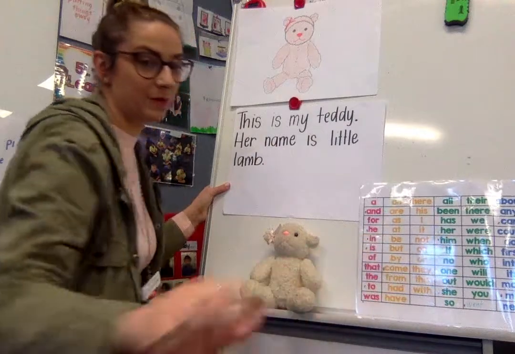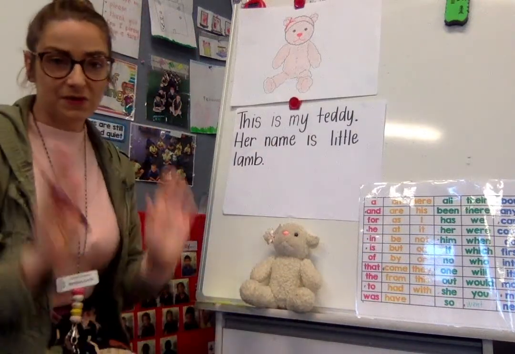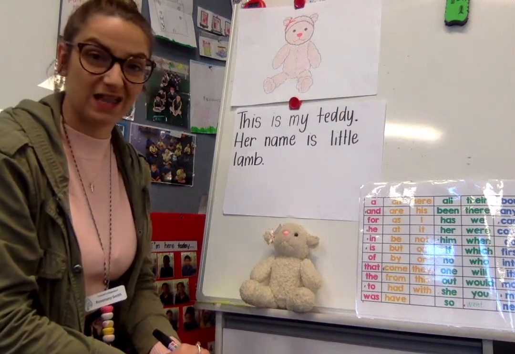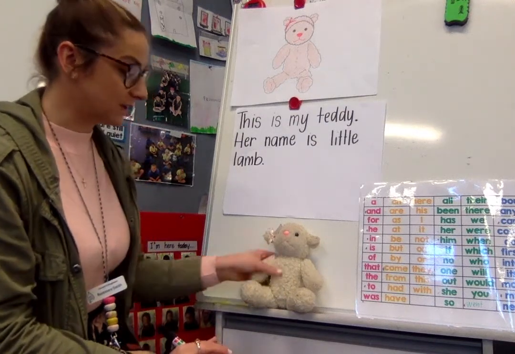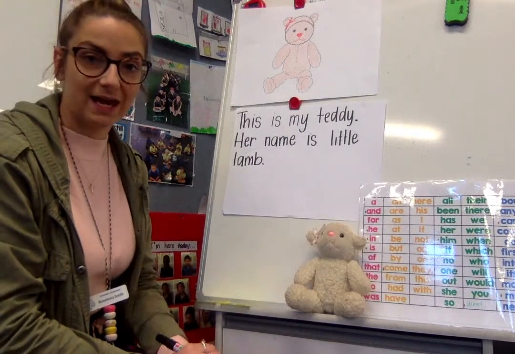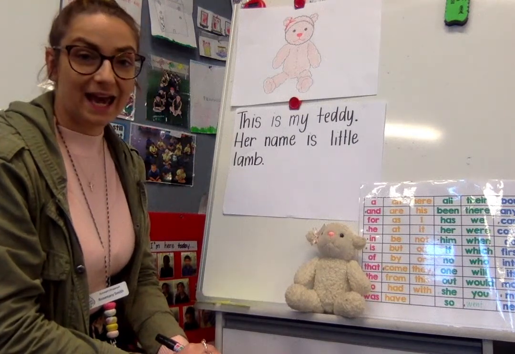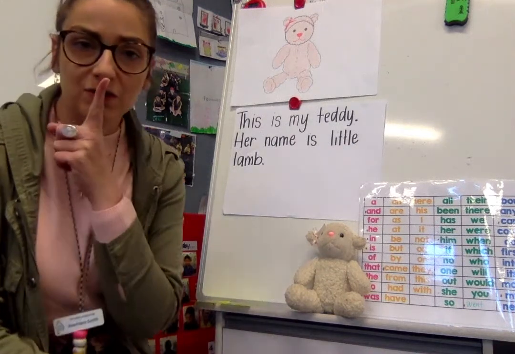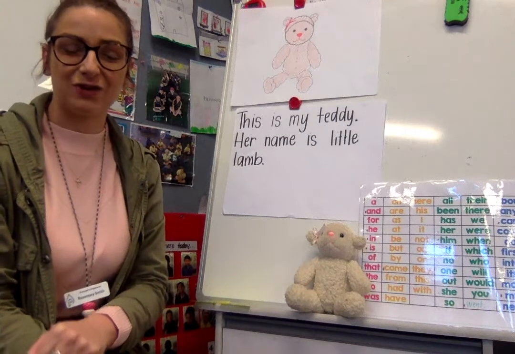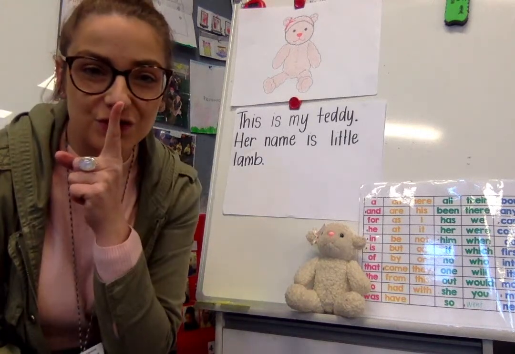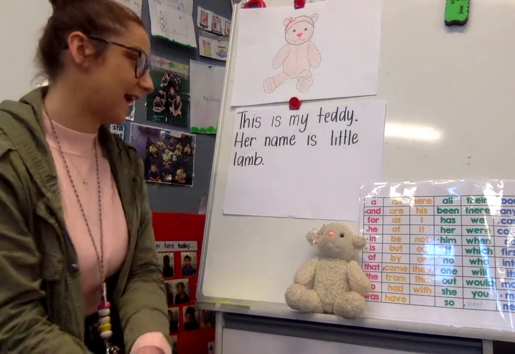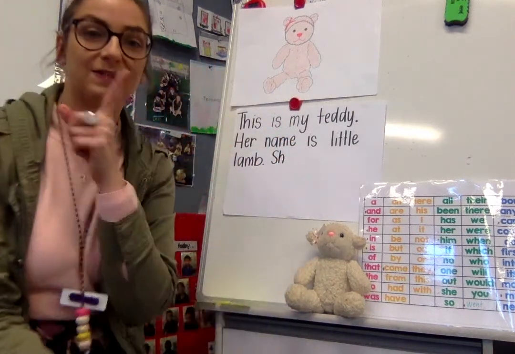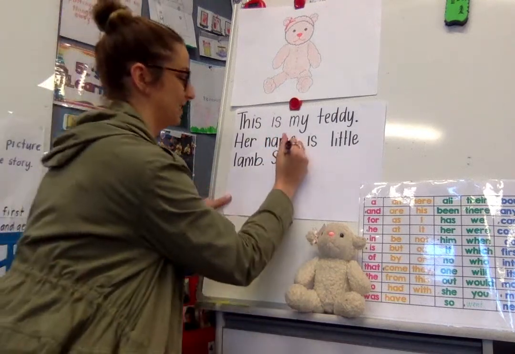I'm going to say one more thing about my little lamb, and if you think that that's enough writing for you today, that's okay, but if you want a bit of a challenge, you can write another sentence. So I'm going to tell you a bit more about my little lamb. I'm going to say, she is white and fluffy. She. Shh. Can you do that too, like you're trying to get someone to be quiet? Did you know that is SH? So SH makes the sh sound.